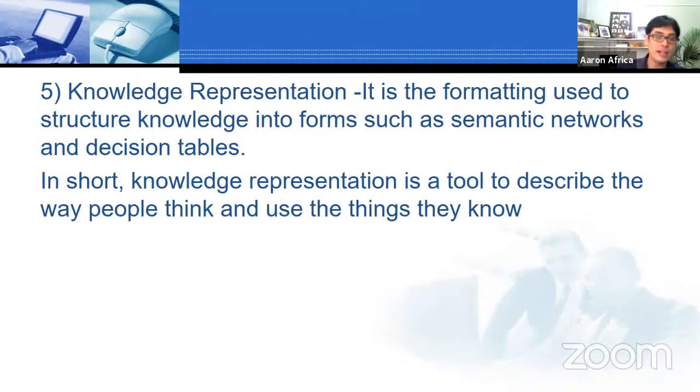And the fifth one in here is knowledge representation. Okay, it is the formatting used to structure the knowledge into forms, in the form of semantic network and decision table. In short, knowledge representation is a tool to describe the way people think and use things they know.